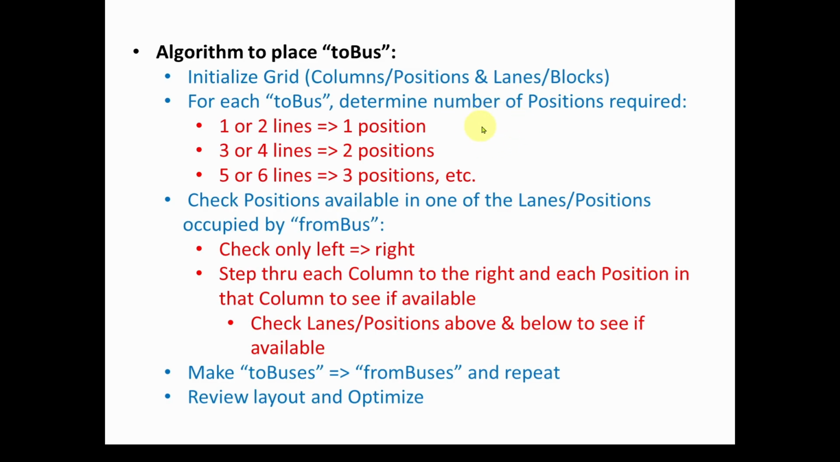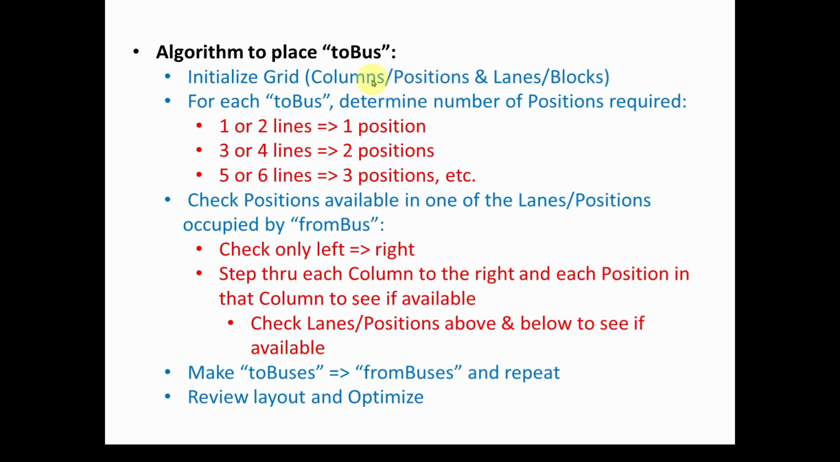And we're also going to need to have some data storage for the graphical aspect of this. Where do we place the buses? Where do we draw them in our bitmap? So as you can imagine, we're going to have a grid class that's going to have columns, positions, lanes, and blocks. And each of those components can be a class that's going to have data, both graphical data and like occupied, which positions are occupied and that kind of thing.